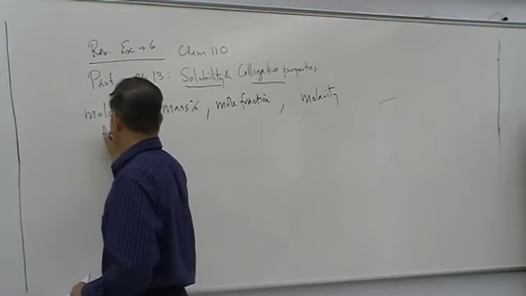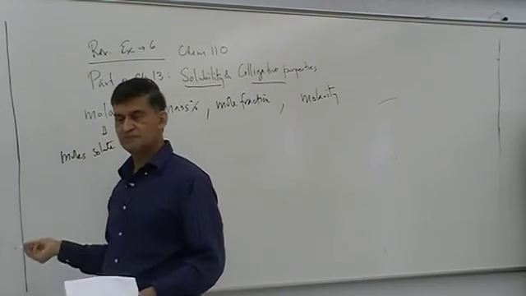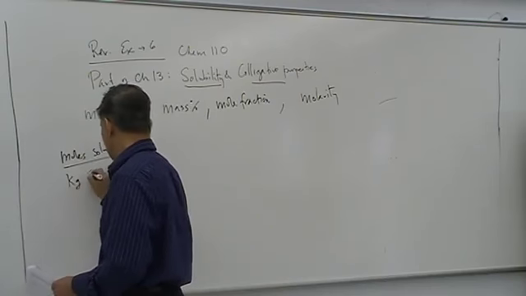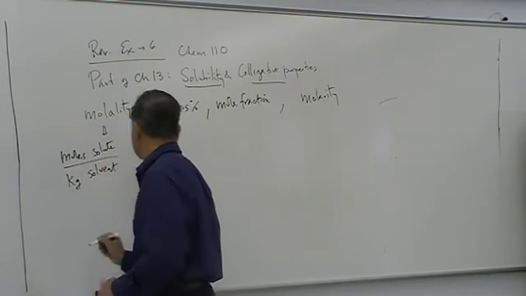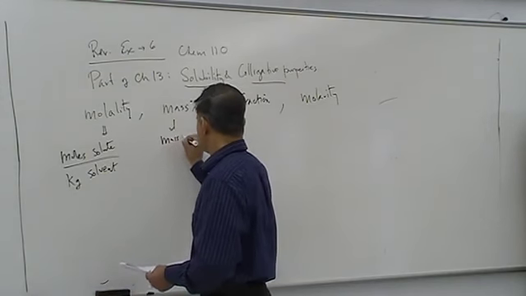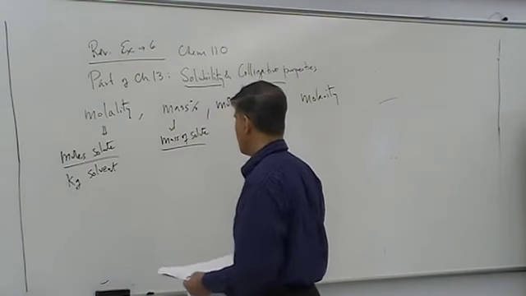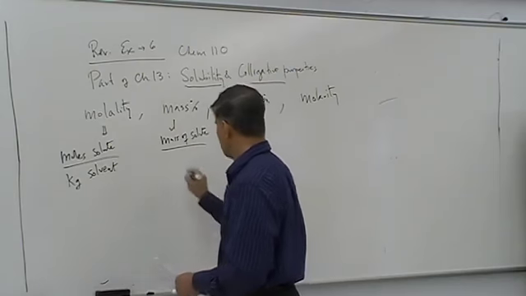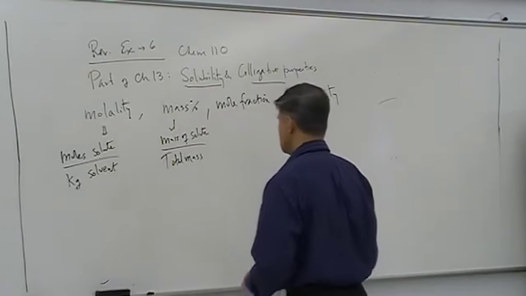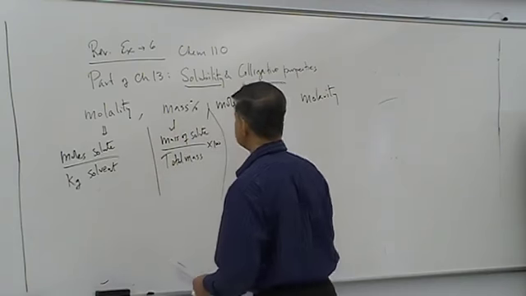Molality: moles of solute. Solute could be sugar you are adding in water, per kilogram of solvent. Kilogram of solvent, that's molality. Mass percent: mass of solute, say gram of sugar, over total mass of sugar plus water, times 100. So that gives me mass percent.